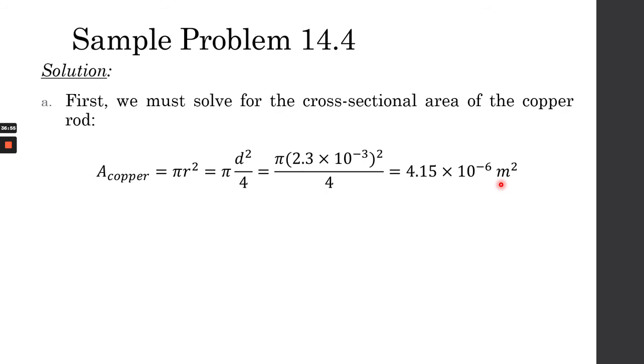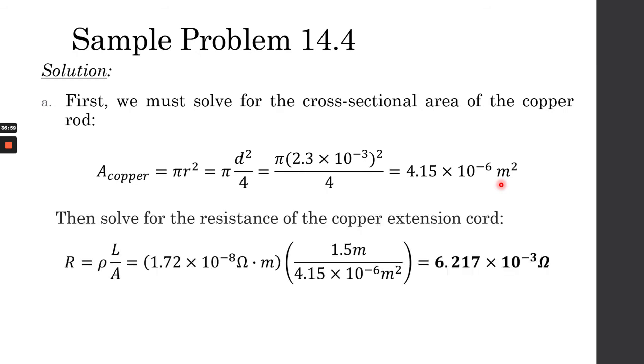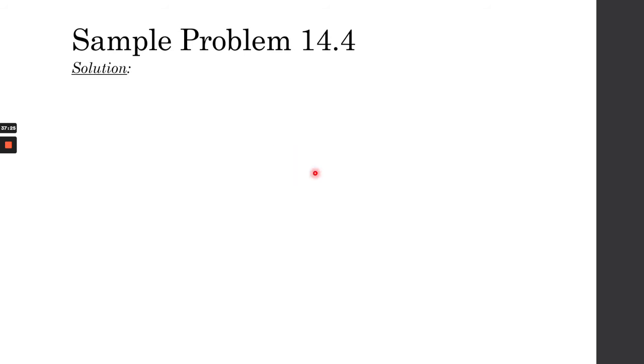Now we can use the area and substitute it dun sa formula natin to solve for the resistance of the copper rod. So the resistance of the copper rod is equal to the resistivity of copper multiplied by the length of the copper rod divided by the cross-sectional area of the copper rod. Ang sagot natin is yung resistance ng copper rod is 6.217 times 10 raised to negative 3 ohms. So yun yung letter A natin.